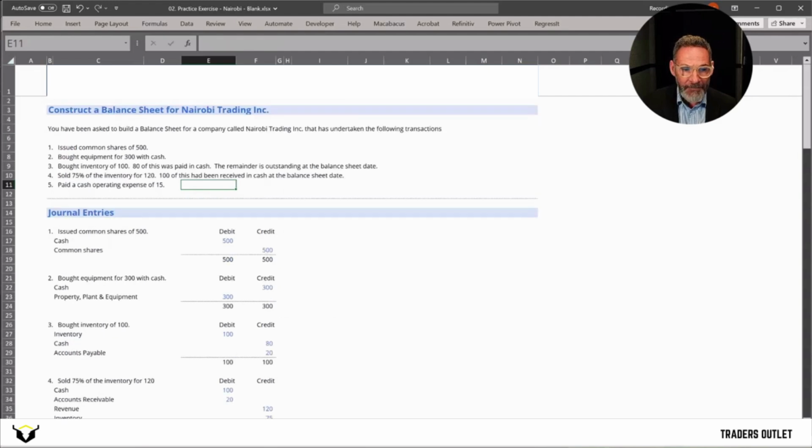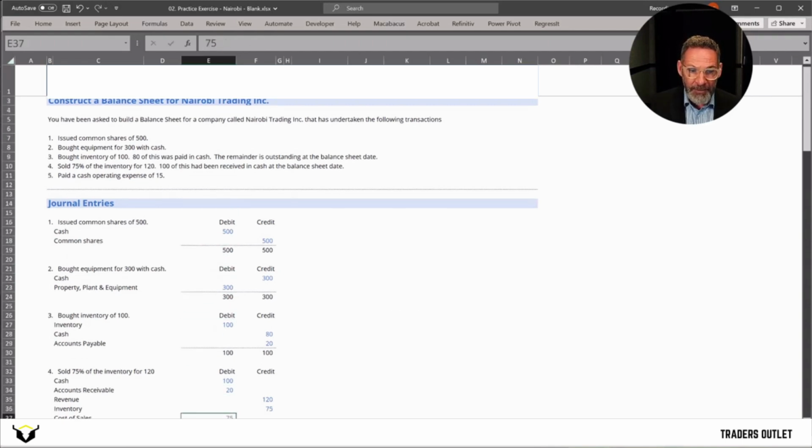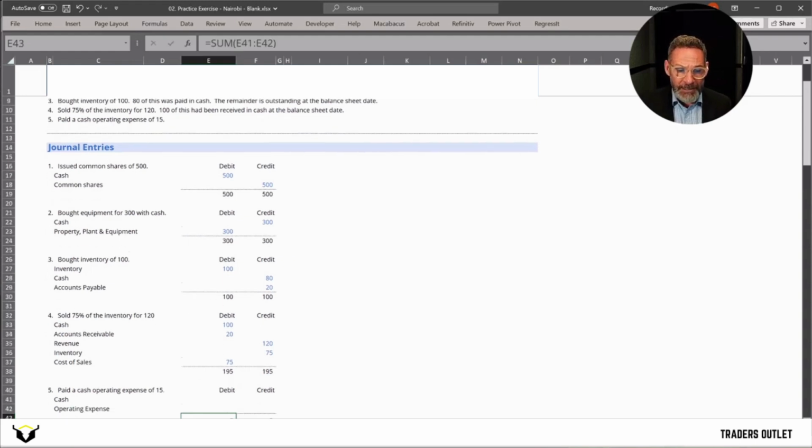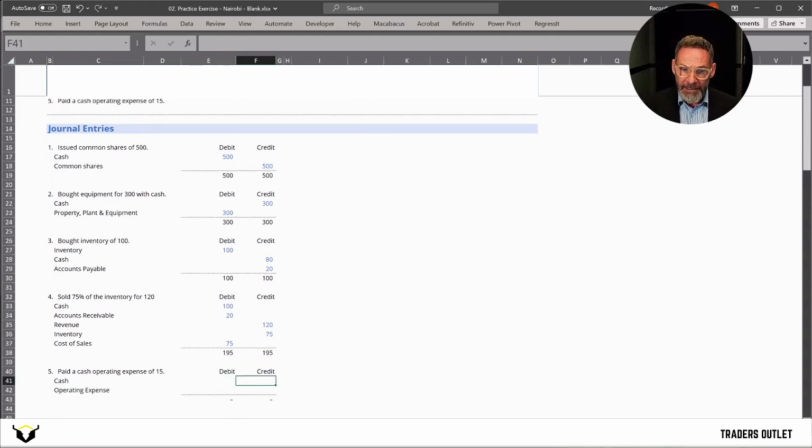Now let's go back up for one more transaction. And here we paid a cash operating expense of 15. So I'm going to start with the cash. What's happening with cash? Is it going up or down? It's going down, so we know cash is a credit, and that's 15. But it's also an expense. And recall that when we increase an expense, that's a debit. We also know that the journal entry has to balance.